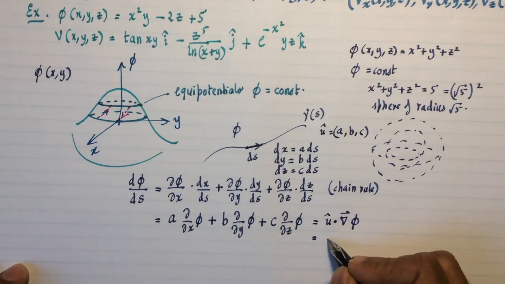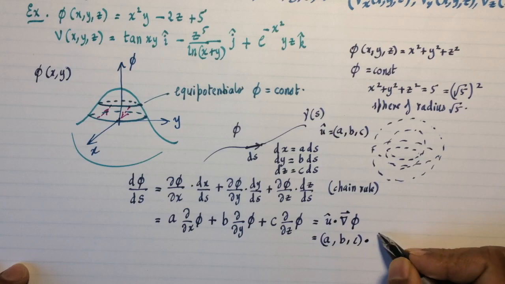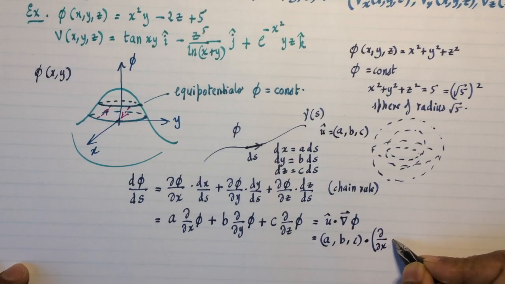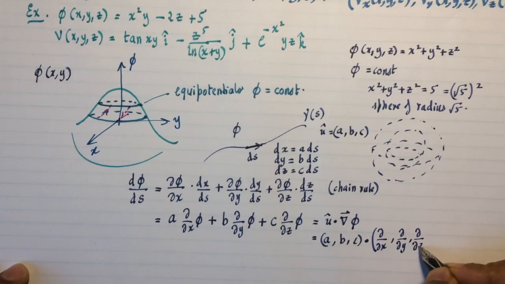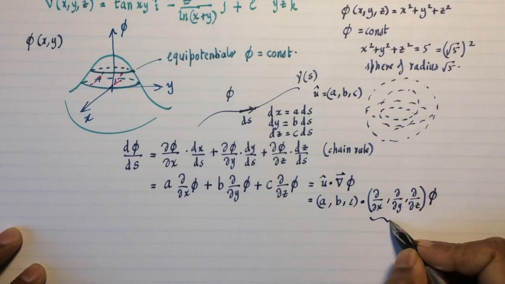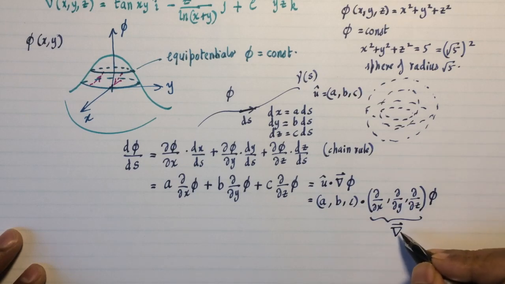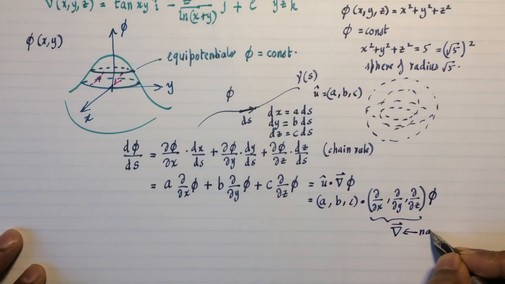So what I'm doing here is clubbing a, b, and c and dotting it with this quantity, which I'm calling del by del x, del by del y, del by del z, acting on phi. And this quantity is called the gradient operator, indicated by the Greek letter nabla, which is delta, the inversion of delta. So this is sometimes called nabla or upside down delta.